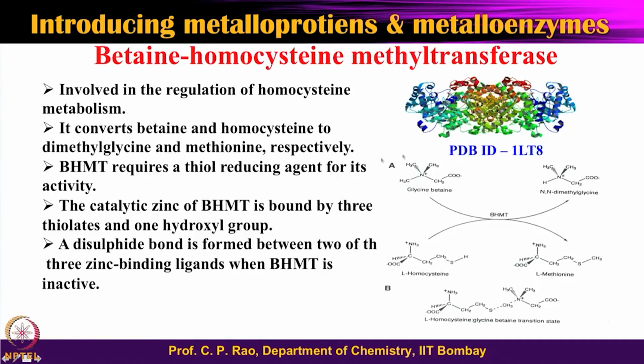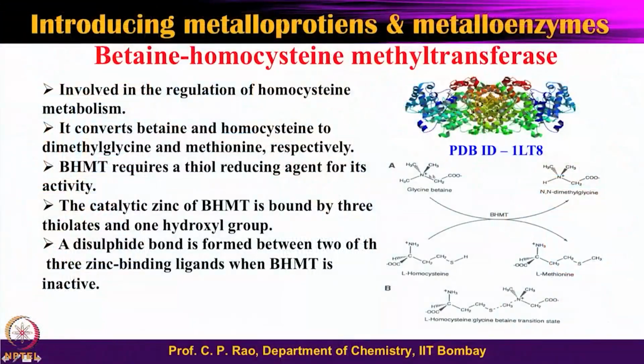So, these two are coupled together. That is what is mentioned here. It is involved in the regulation of homocysteine metabolism. It converts betaine and homocysteine to dimethylglycine and methionine respectively. You can see that glycine betaine will go to N,N-dimethylglycine, and on the other hand homocysteine will go to methionine. So, this is basically homocysteine metabolism, in which the methyl group is transferred. In this enzyme, there is a catalytic zinc.